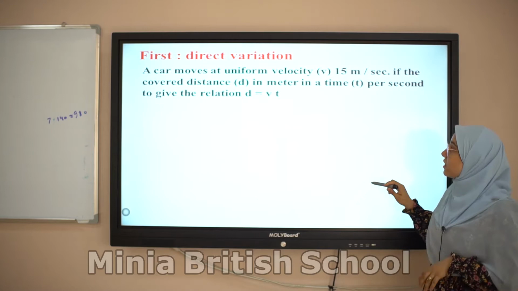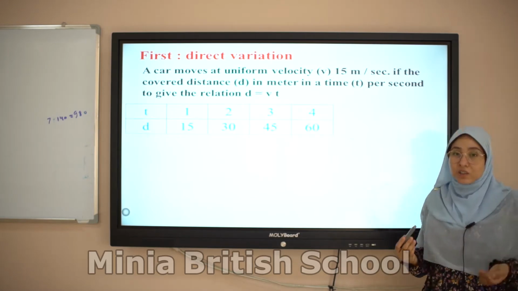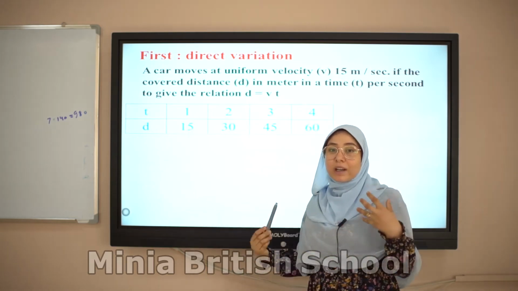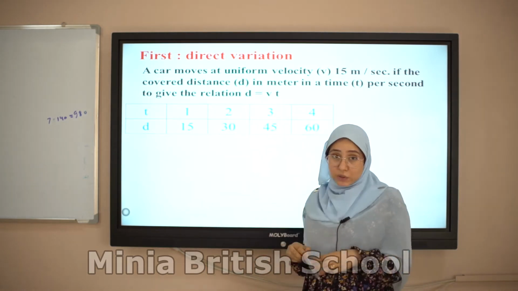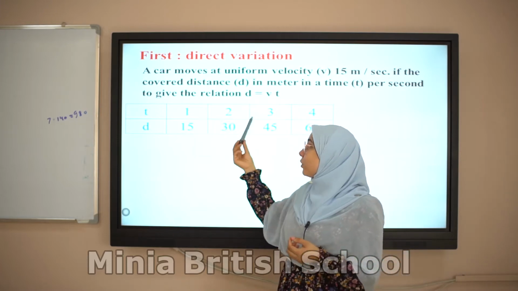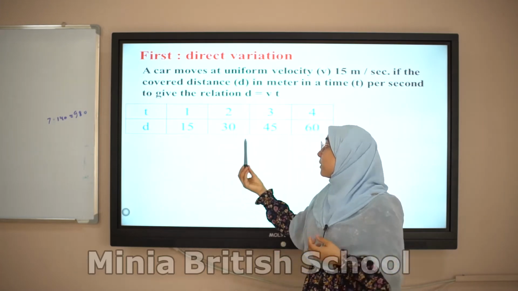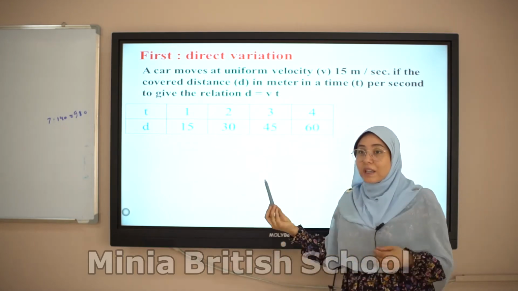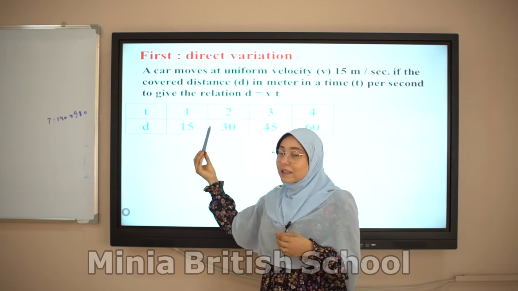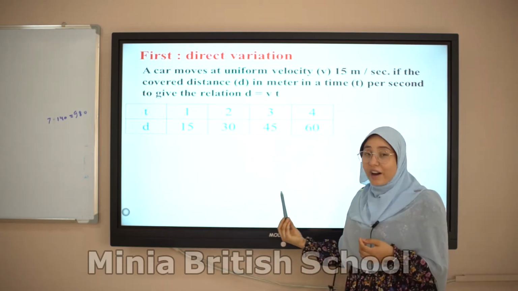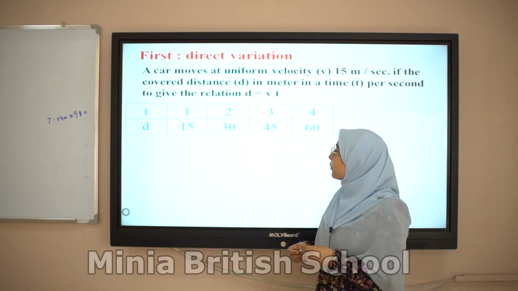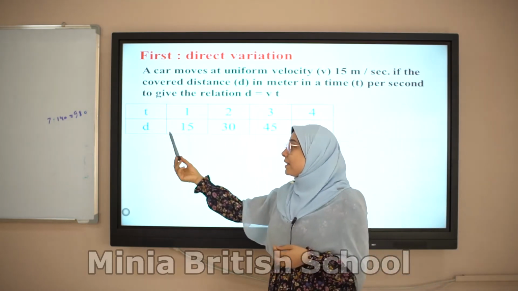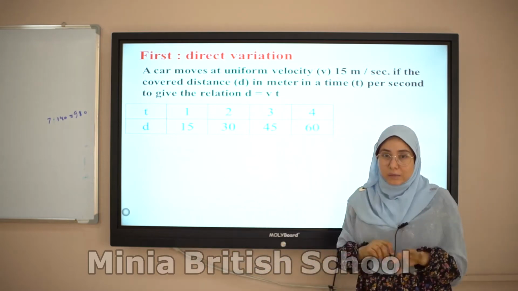Now you have a table. This table shows that when t, the time, equals 1 second, d becomes 15 meters. When t equals 2, the distance becomes 30 meters. When t equals 3 seconds, the distance becomes 45 meters. Also, when t equals 4 seconds, the distance becomes 60 meters.